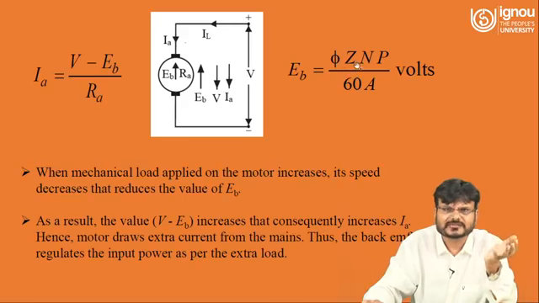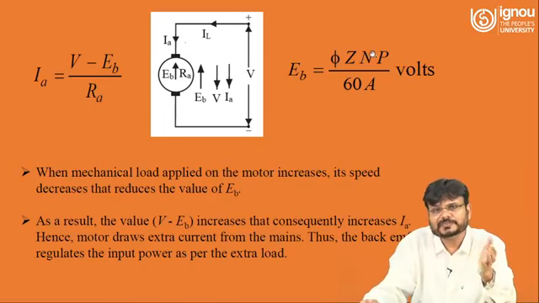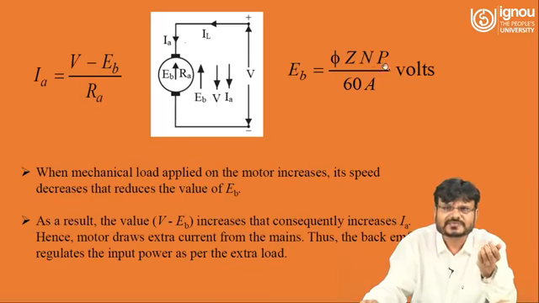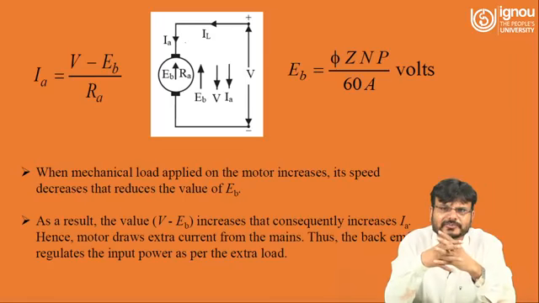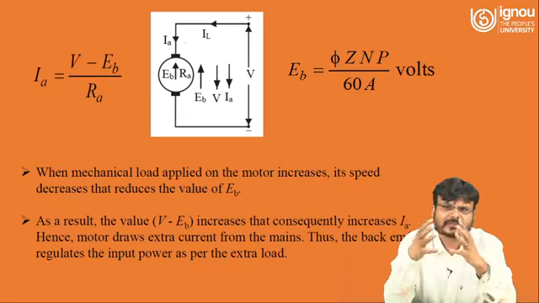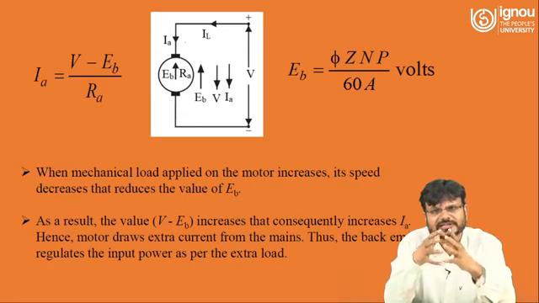This Z is the total number of armature conductors. N is the speed of the motor, in RPM or RPS. P is the number of poles. 60 is a constant value, and A is the number of parallel paths. The number of parallel paths depends on whether you are using a lap winding or a wave winding. In case of a lap winding, the number of parallel paths A is equal to P. If it is a wave winding, then A equals 2.